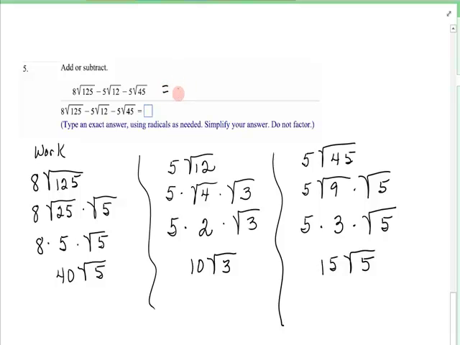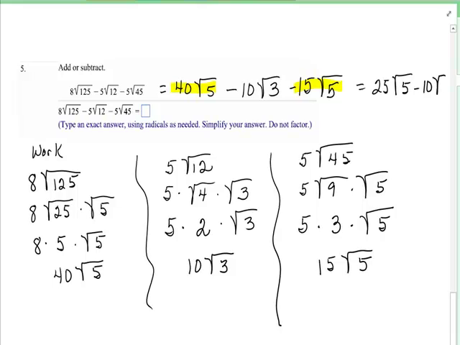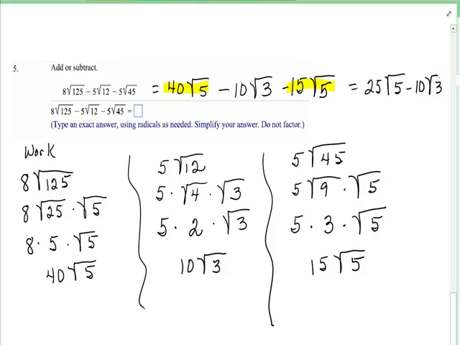Going back to the problem, I have 40 times the square root of 5 minus 10 times the square root of 3 minus 5 times the square root of 5, which is 15 times the square root of 5. These two are both square roots of 5, so those are like radicals. 40 minus 15 gives me 25 square roots of 5, and then minus 10 times the square root of 3. You can't do any more simplifying than that.